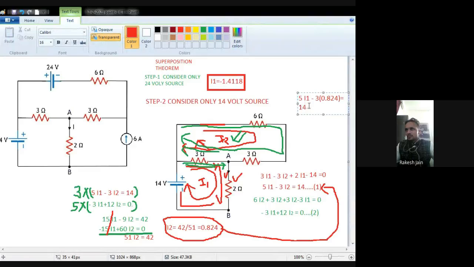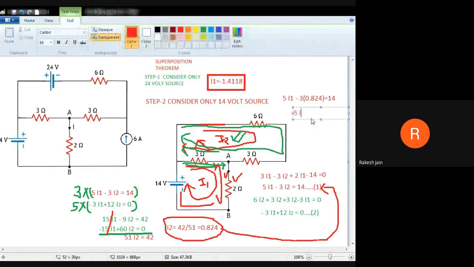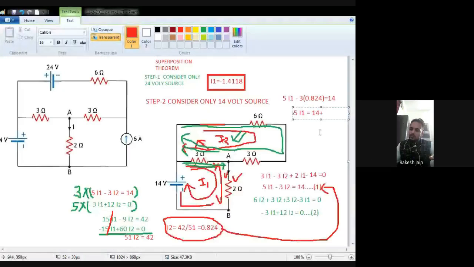I write this 2 with subscript, so you are not confused with the 12 and I2. And what is the constant? Constant is nothing. So minus 3 I1 plus 12 I2 is equal to 0. Now we have to solve these two equations and find out the current through 2 ohm. That is my I1, so I have to find out I1.